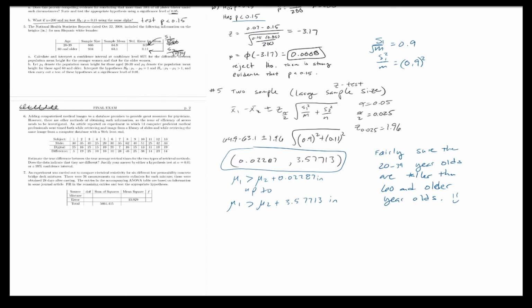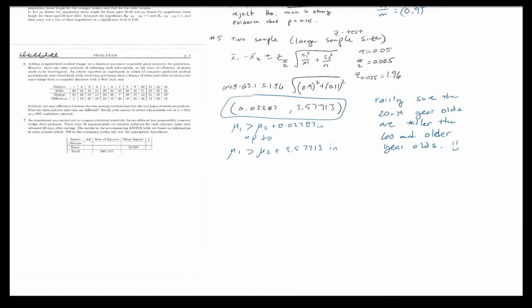Okay, let's see. Part B says let mu1 denote the population mean height for those 20 to 39 and mu2 denote the population mean height for those age 60 and older. Interpret the hypothesis H0 is mu1 minus mu2 equal to 1, and the alternative mu1 minus mu2 greater than 1, and then carry out a test of these hypotheses at a significance level of 0.01. So let's look at part B here. It's basically part A that we calculated up here. And now part B says that H0 is mu1 minus mu2 equals 1.